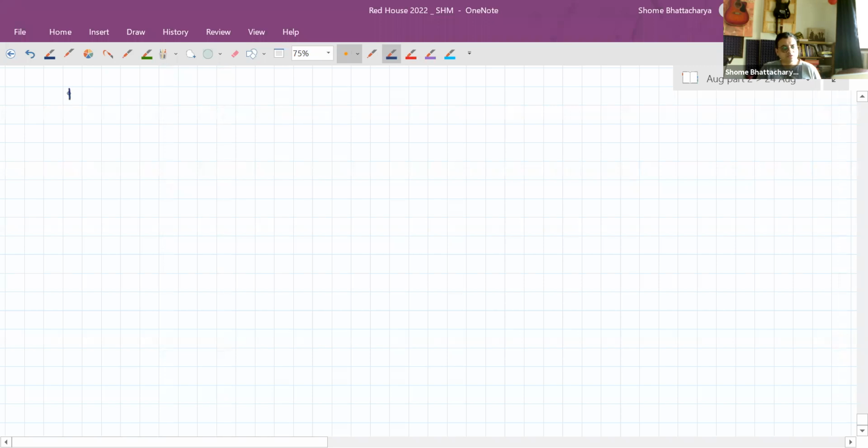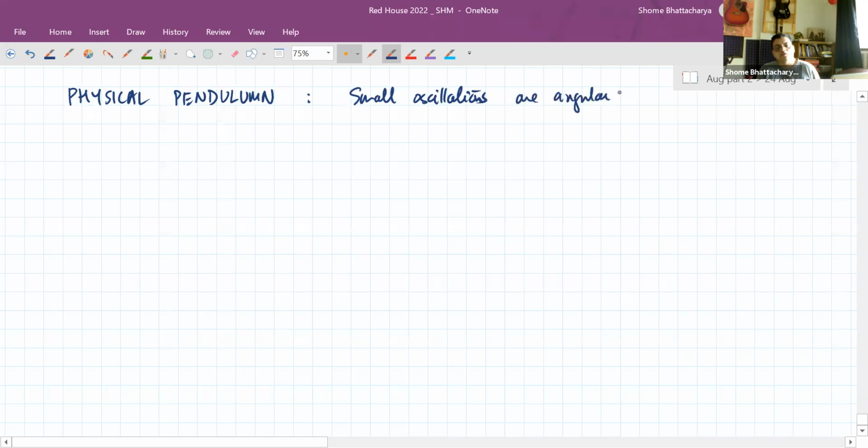Now we'll just take another 5 minutes to finish the last part of angular harmonic motion, which is the physical pendulum. Simple pendulum will be a special case of physical pendulum. So what we'll see is that small oscillations are the angular harmonic motion situation. By small oscillations, it means oscillation of small angular amplitude.